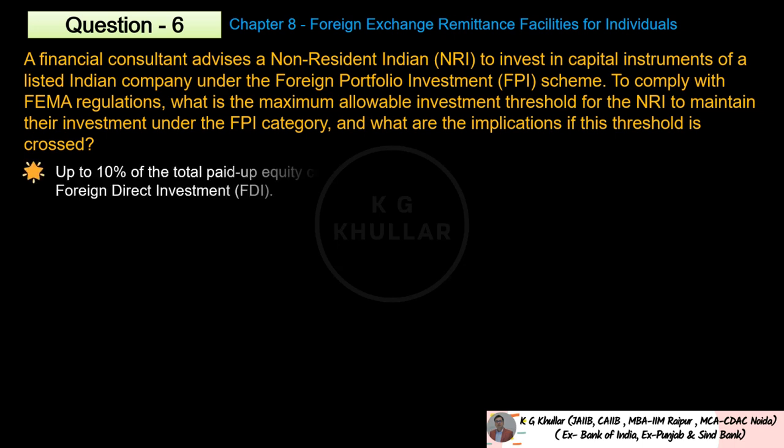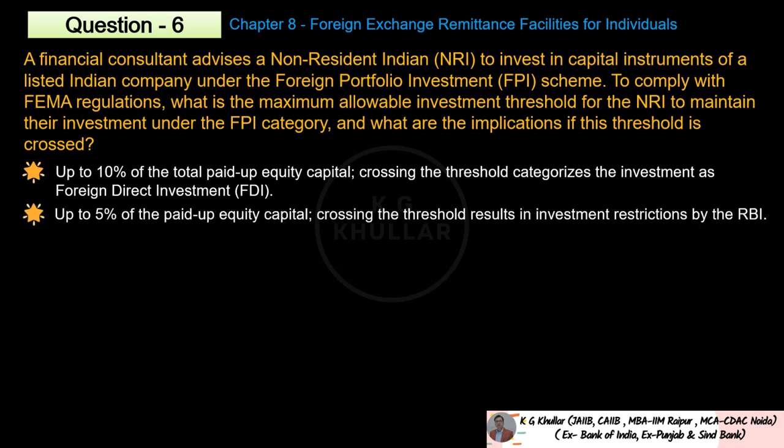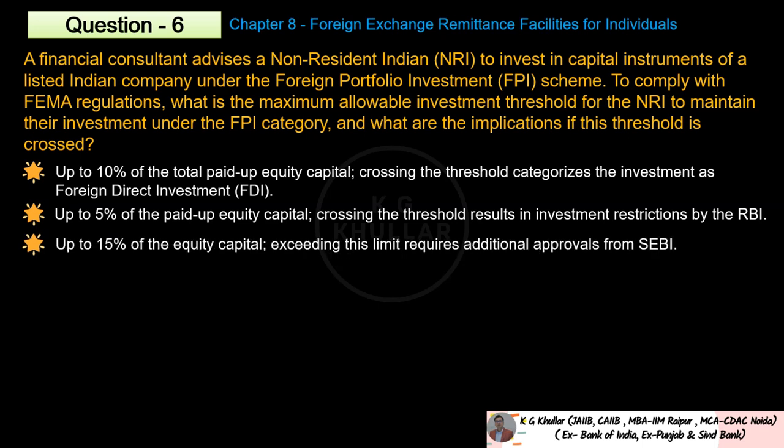That is, first option is up to 10% of total paid up equity capital, and the implication is that crossing the threshold categorizes the investment as foreign direct investment. Then second option B is up to 5% of paid up equity capital, and the implication is that crossing the threshold results in investment restriction by the RBI. Then third option C is up to 15% of the equity capital, and the implication is that exceeding this limit requires additional approval from SEBI. And last option D is there is no specific limit, and the implication is that the NRI can invest freely as long as funds are routed through authorized channels.